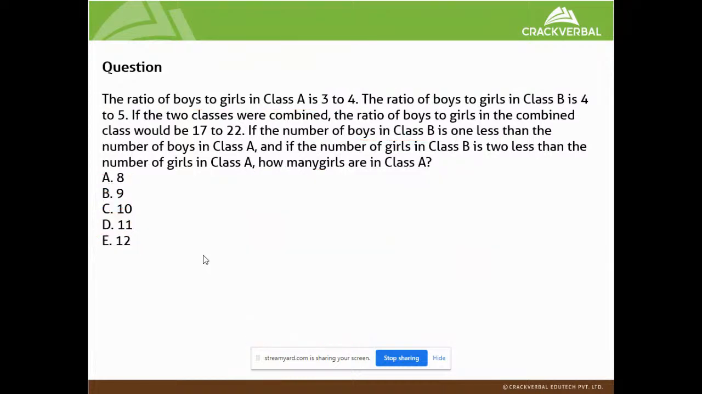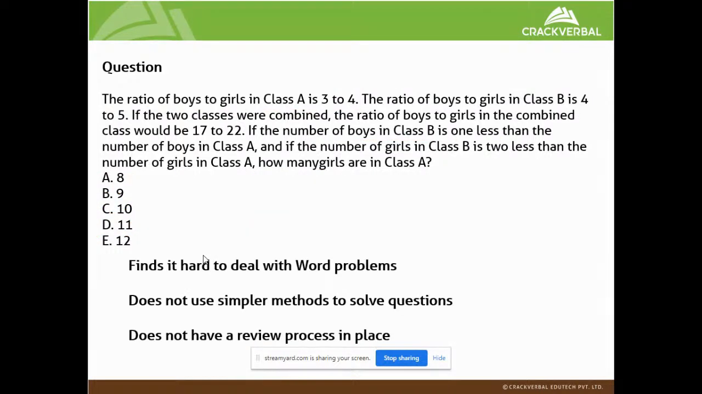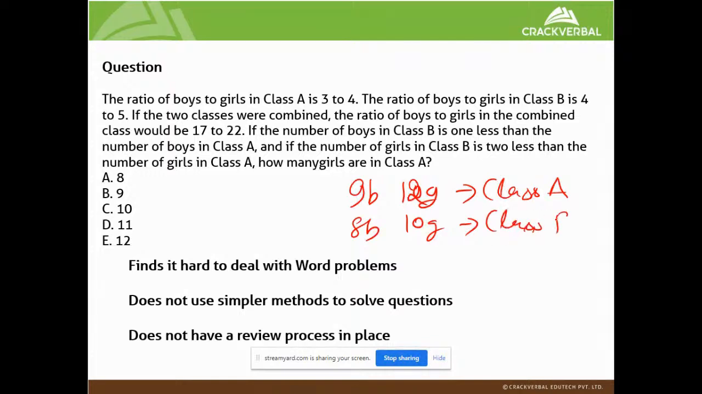So people who find it hard to cross that 47 find it hard to deal with word problems, and that's primarily because they don't use simpler methods to solve questions. And also, did you recognize that there were 9 boys and 10 girls in class A? There were 8 boys and 12 girls in class B. Did you recognize that I still have a review process in place? The question says if the 2 classes were combined, the ratio of boys to girls would be 17:22. I still have a way to check my answer. 17 boys, 22 girls, which tells me that my answer is right. So it's not just hit and trial, right?